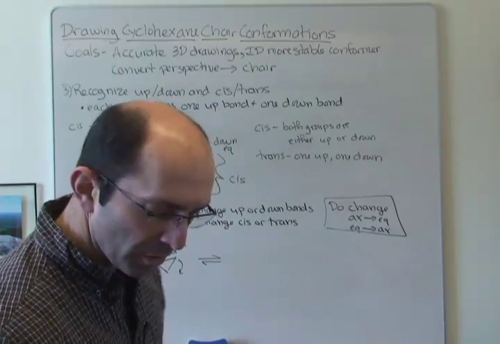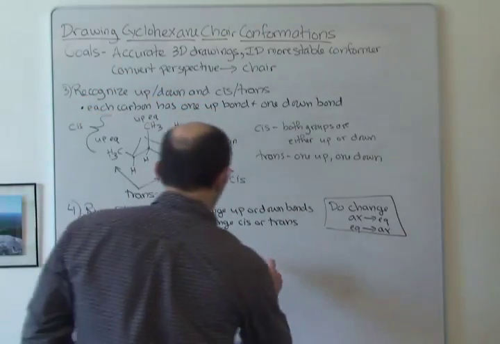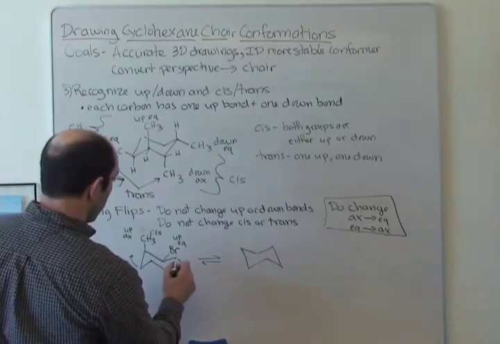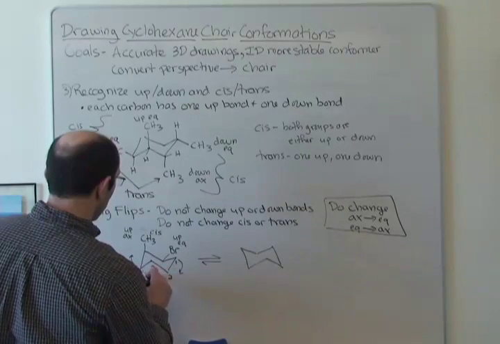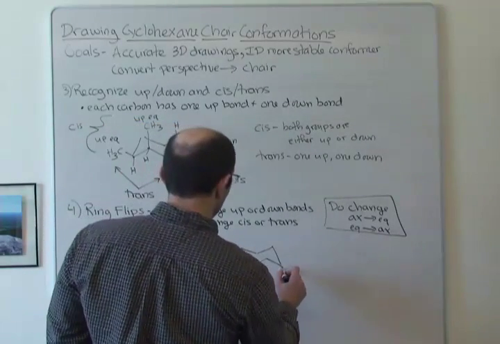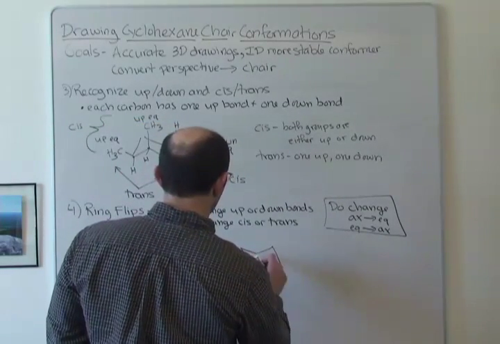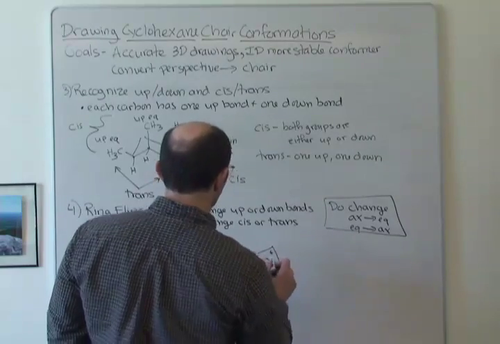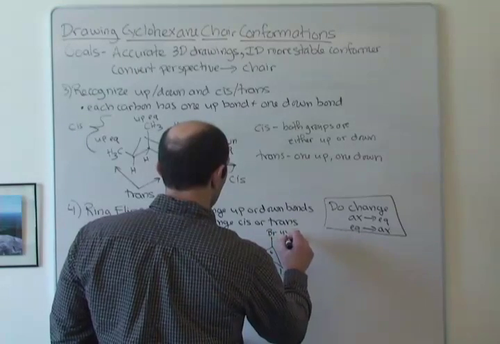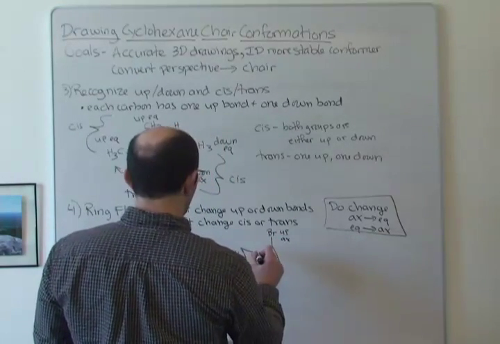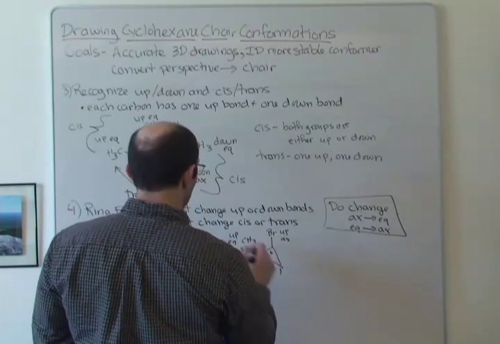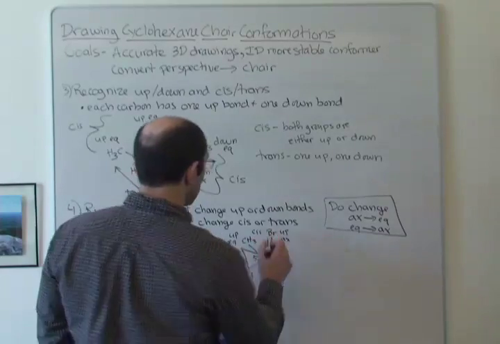Okay, so let's draw what just happened there. Again, if we number this the way that we've been numbering it, methyl is on carbon 5, bromine is on carbon 6. So now bromine is going to be up axial, and the methyl is going to be up equatorial. And we still have a cis relationship.